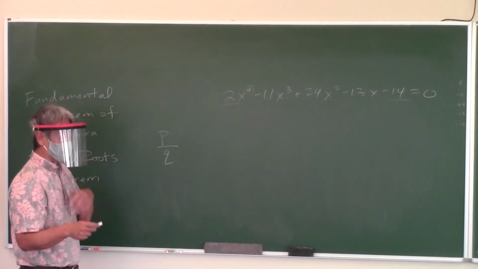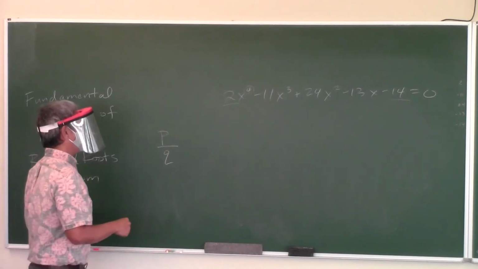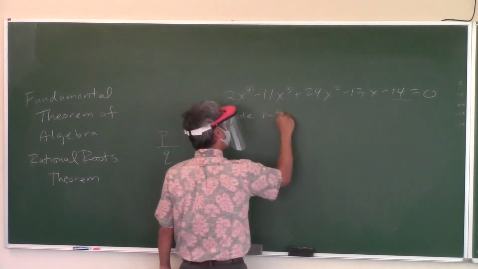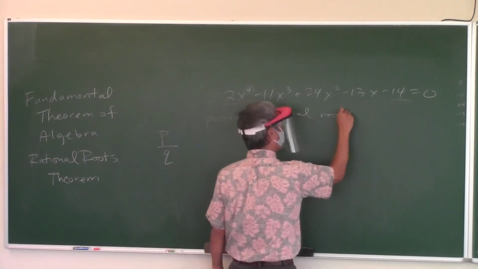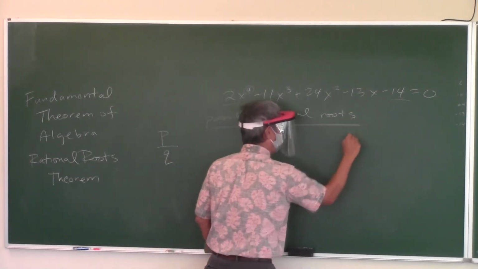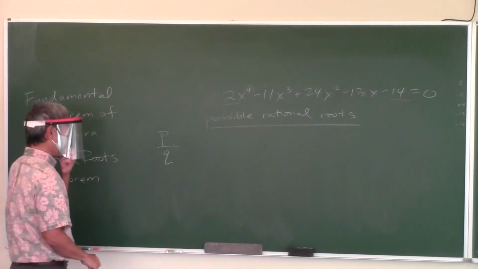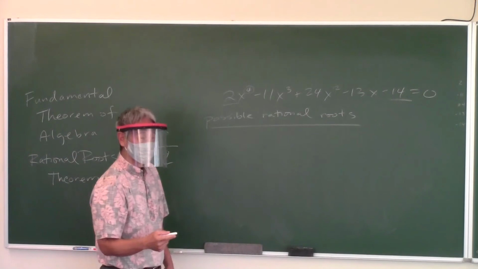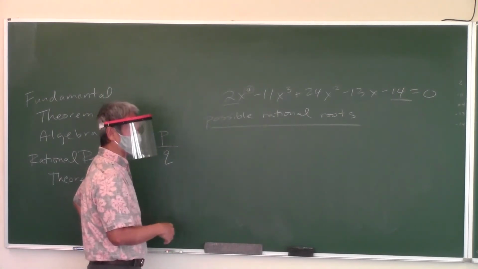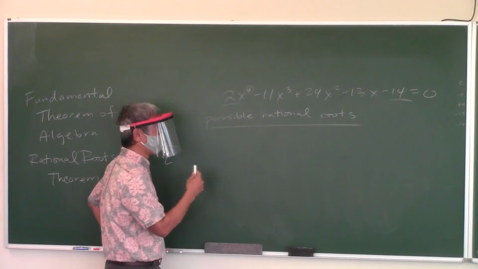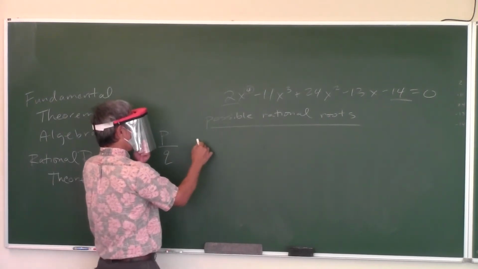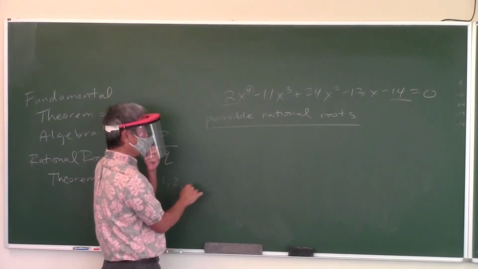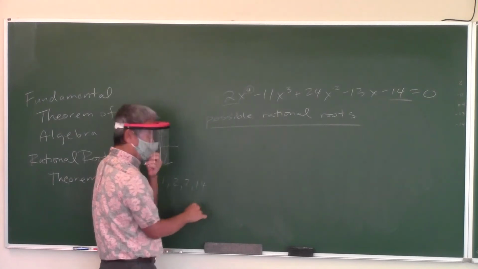So on the next quiz, well not the next quiz, but the quiz after that, I'm going to ask you, what are the possible rational roots? And you have to list them out. So how do you do it? Well, you look at this last number. What are the factors of 14? Come on, this is pre-algebra, right? This is like 3rd grade, right? What are the factors of 14? Plus or minus 1, plus or minus 2, plus or minus 7, and plus or minus 14, right?